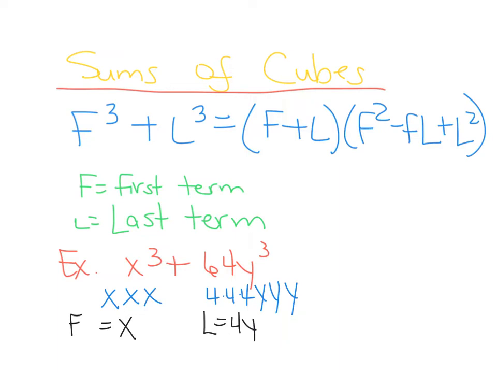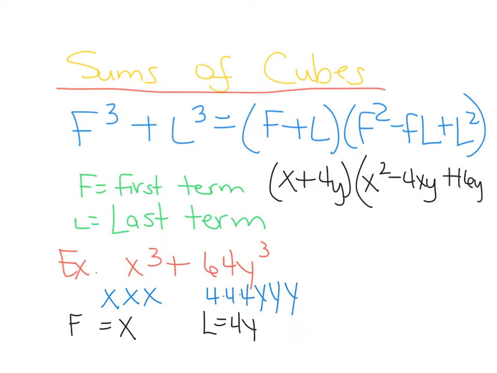So how do we put this into the formula? If I give you a sum of two perfect cubes, this factors into f plus l. So the first term is x, the last term is 4y, and then it's times the quantity, the first term squared, x squared, minus the first times the last, which is x times 4y, which is 4xy, so minus 4xy, and then plus the last term squared. So if the last term is 4y, the last term squared is 16y squared.